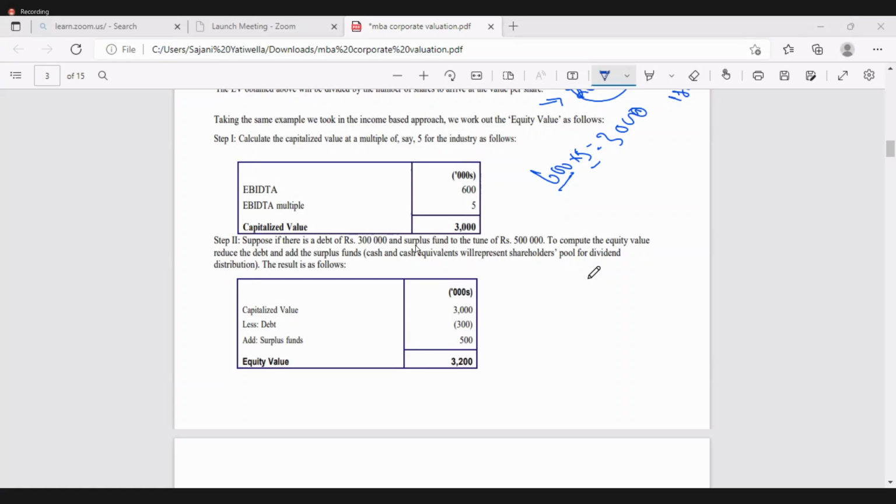Yes. So business value can be either capitalized value or equity value. If we have surpluses and debts, we have to calculate the equity value using the capitalized value. Is that the way, sir? Yes. If debt and surplus information is not given, we should stop at capitalized value, and that will be the business value. Surplus is not given, so do not worry about that. Okay, sir. Thank you, sir.